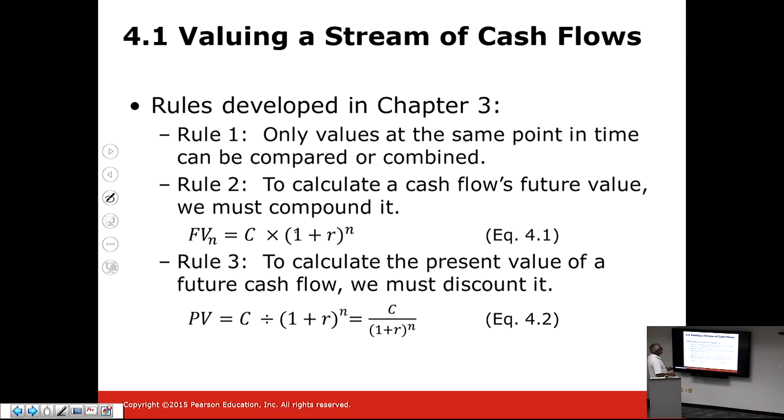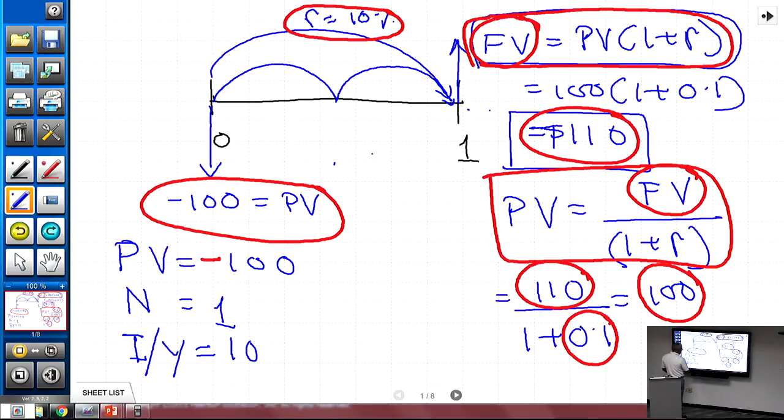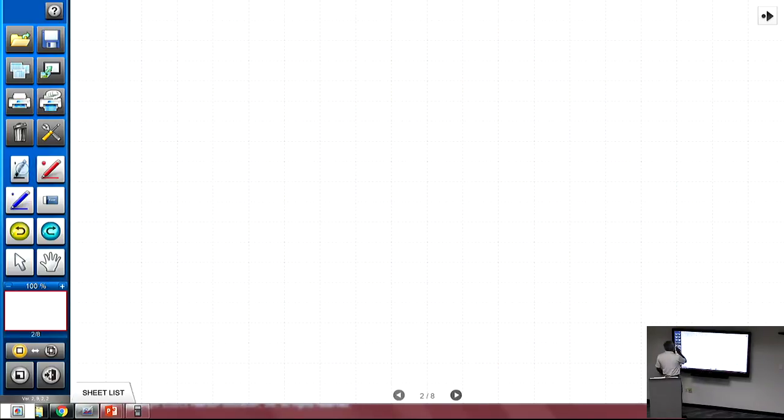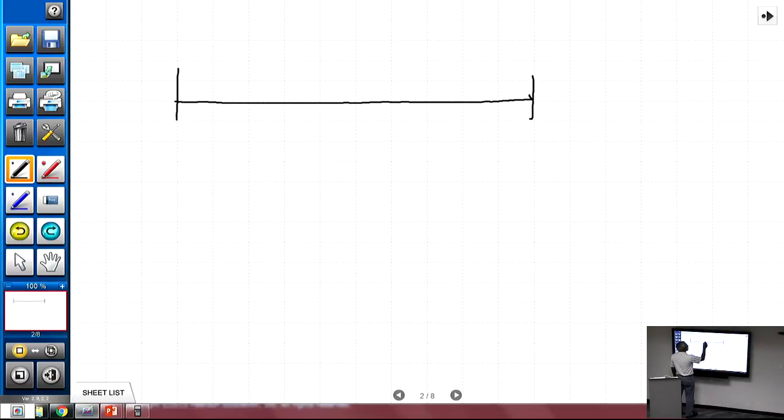So in chapter 3, you remember that rule one was that only values at the same point in time can be compared or combined. I cannot compare present values to future values directly. I have to bring the future value to the present and then compare two present values, or I have to take the present value to the future and then compare the future values. So now going into a two-period case, what happens if I have two periods to maturity? So 0, 1, and 2.